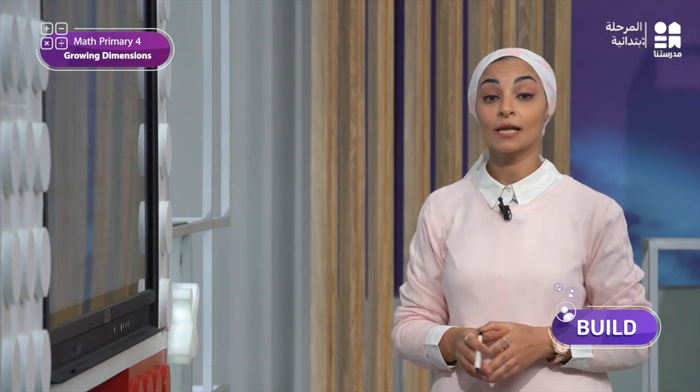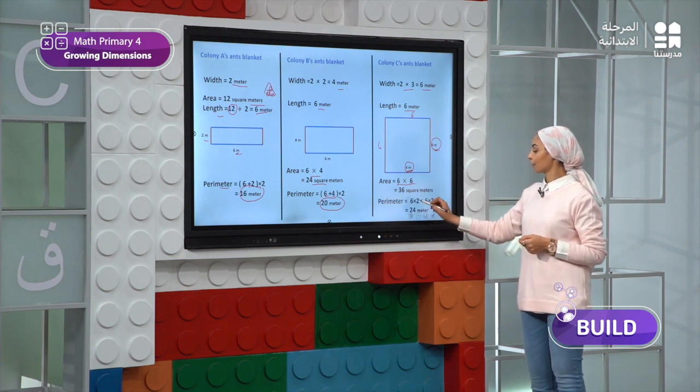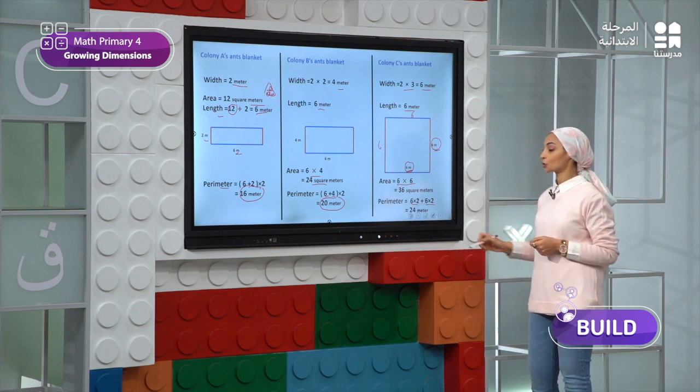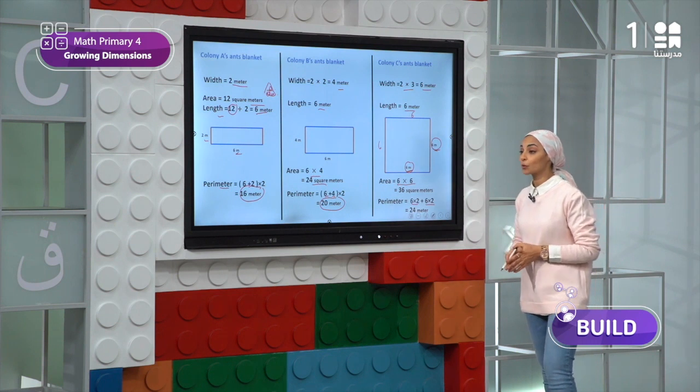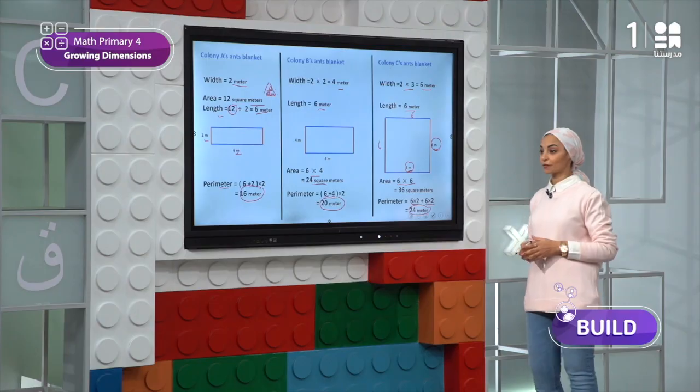Perimeter equals 6 times 2 plus 6 times 2, which is, yes, as you see here, perimeter 6 times 2 plus 6 times 2. 12 plus 12 gives me what? Gives me 24 meters, and this is my perimeter of this shape.